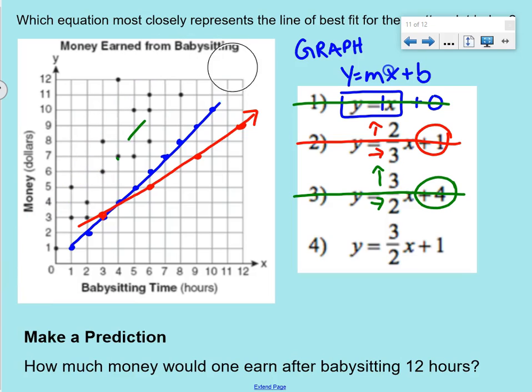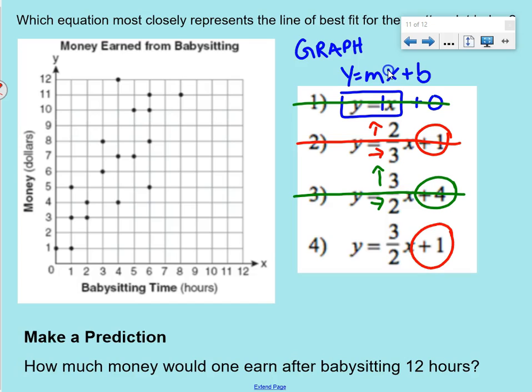So I'm going to erase these lines here. And let's graph line 4 just to make sure it looks right. 1, that's where we start, right here at 1 on our y-axis. 3 over 2 means we go up 3 over 2, up 3 over 2, up 3 over 2. And that line cuts nicely through the middle of the data. We've got points down here below it, points up here above it. So that is for sure the line of best fit.